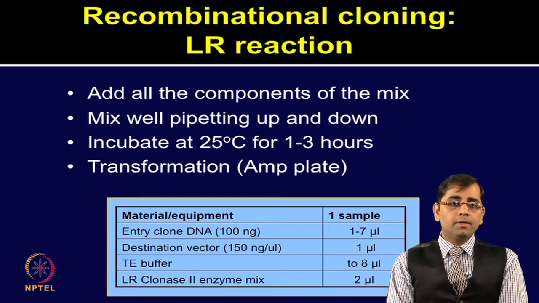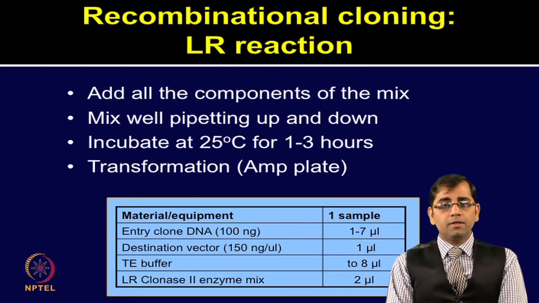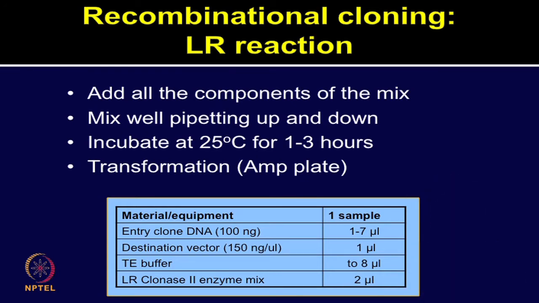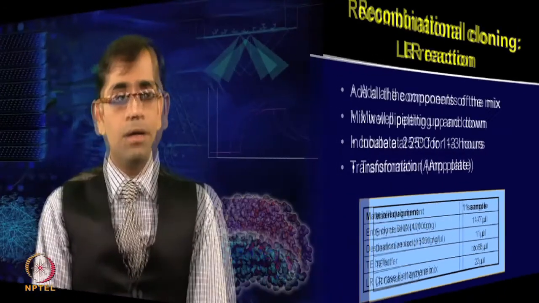Again, these volumes are just to give you an estimate about how to do the reactions. Add all the components of this mix by pipetting up and down. Incubate them at around 25 degrees for 1 to 3 hours, and then this mixture can be plated on an ampicillin plate. The antibiotic will be able to screen only those clones which have the gene of interest in the correct vector.